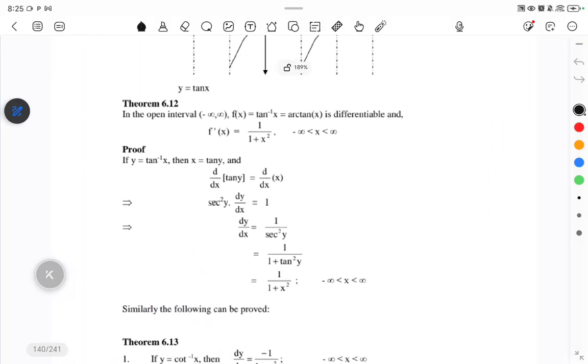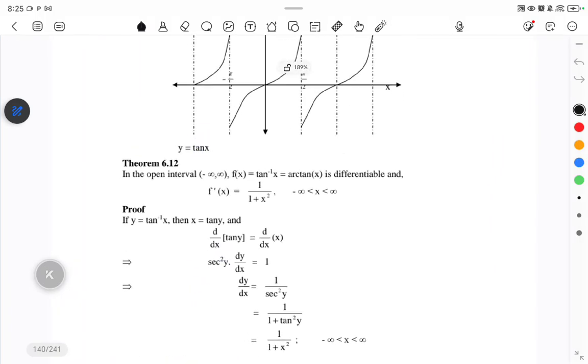Now for the arctangent, we're given that f of x equals the arctan of x. Then we do the same thing. We take tan of both sides. So tan arctan cancels on this side, and we're left with x equal to tan y. We differentiate both sides. You know that the derivative of tan y is equal to sec squared y times the derivative of y with respect to x, which equals 1. We divide both sides by sec squared y.